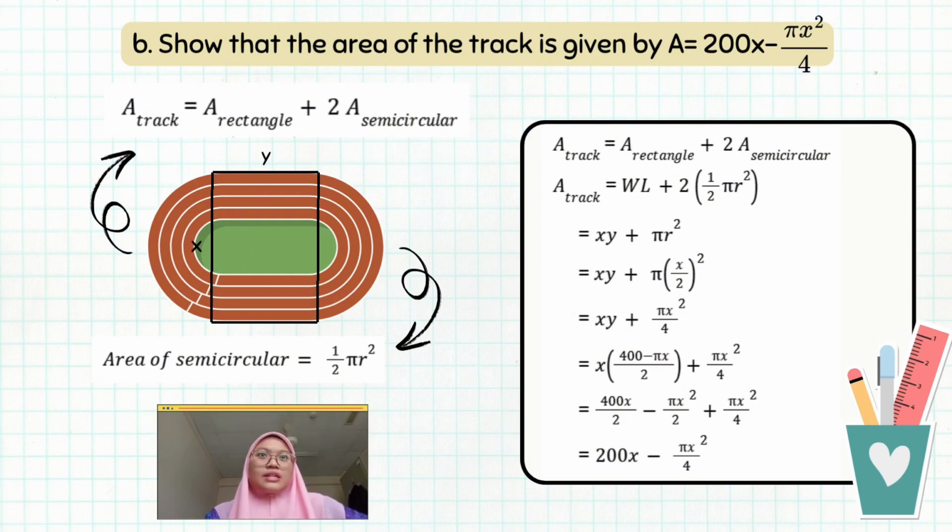The y we can substitute with the answer that we get in question A, which is 400 minus pi x over 2. So we multiply the x with y. X times 400 minus pi x over 2, we will get 400x over 2 minus pi x squared over 2 plus pi x squared over 4. And we will get the answer same as in the question, which is 200x minus pi x squared over 4.